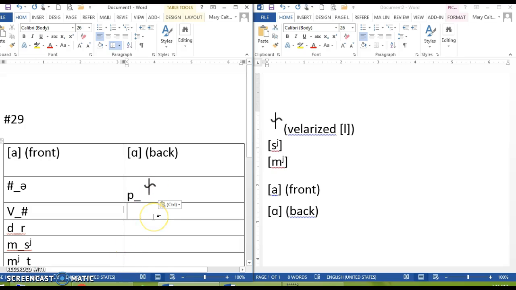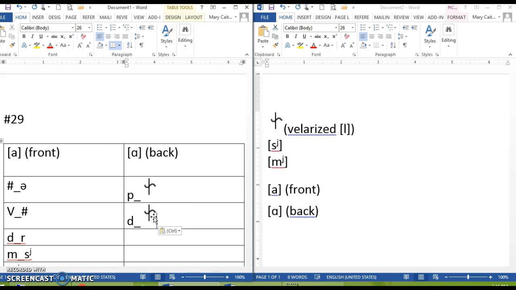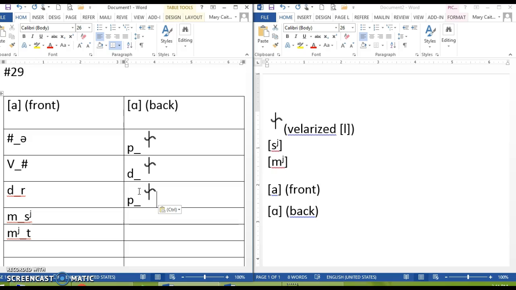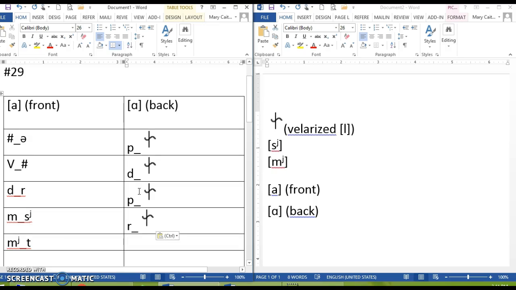It means it's velarized. Then we see that our back vowel A can occur after a D and before the same velarized L. We see that it occurs after a P, but again before a velarized L. It occurs after an R, but before a velarized L. And lastly, again, it occurs after an R and before a velarized L. So for I and J, it occurs in this situation both times. And it looks like for F and H, it occurs after the P again. So we see these situations.